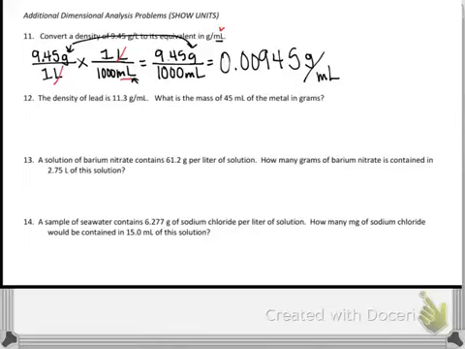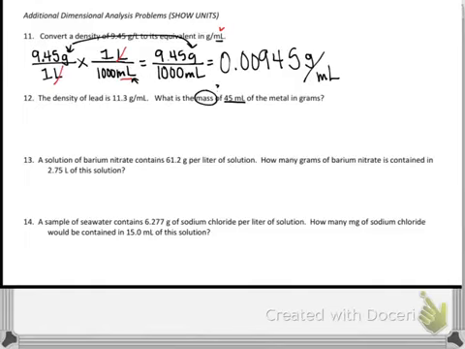Alright, our next problem is a little bit more complicated because we have to decide what information is our given, and then what other information they are giving us to help us get our answer, okay? So then it says the density of lead is 11.3 grams per milliliter. What is the mass of 45 milliliters of the metal in grams? So in this case, we have to figure out that our given is actually 45 milliliters of a metal. And we want to find out the mass, okay? But the mass, we want to know it in grams.